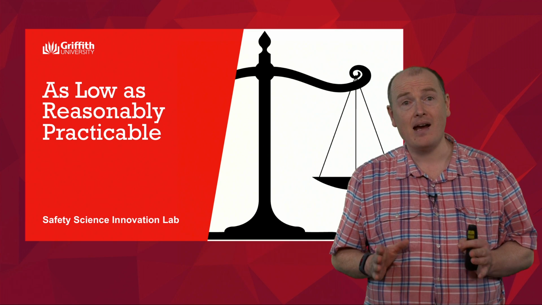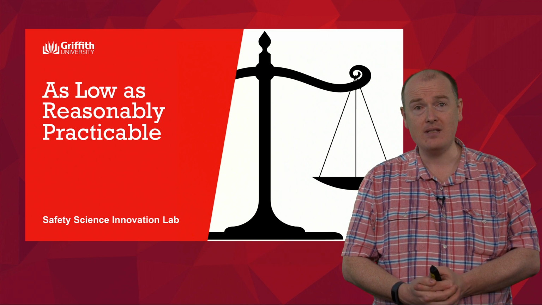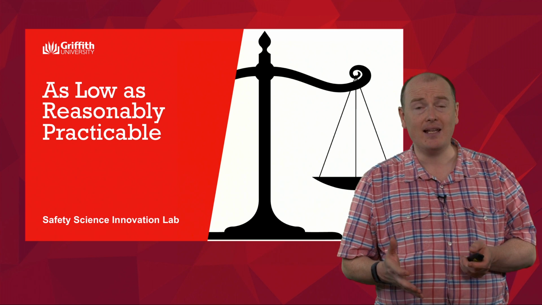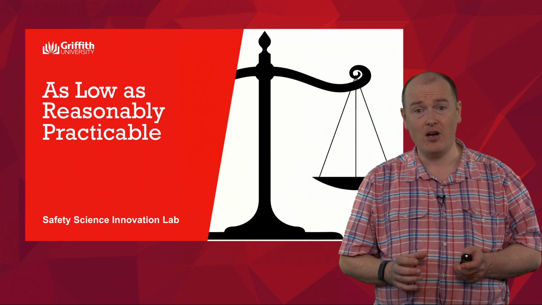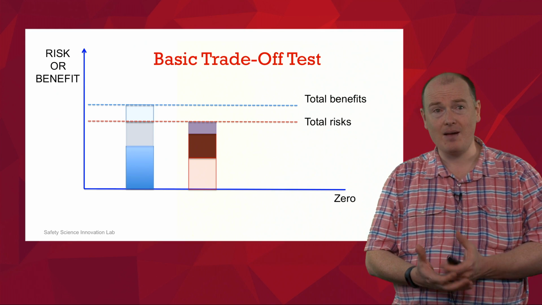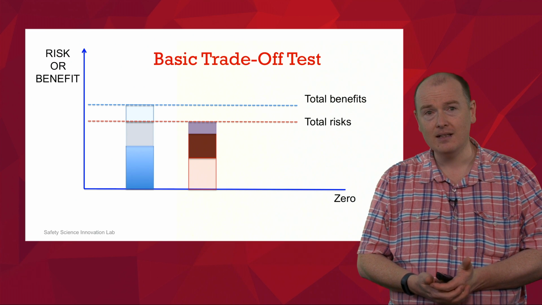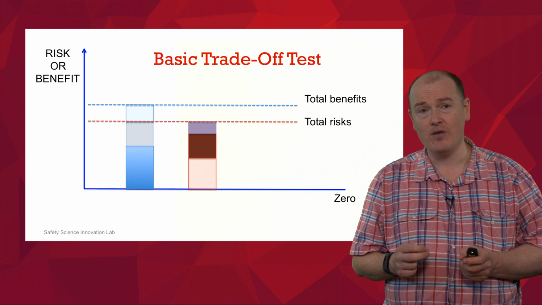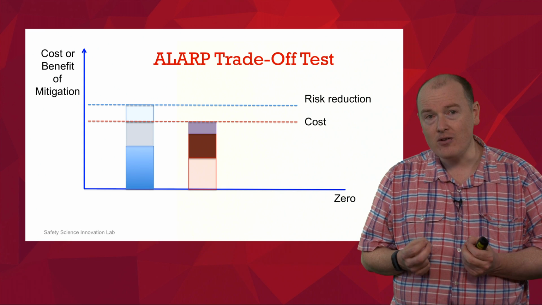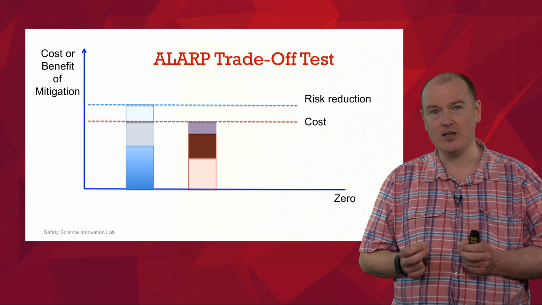As low as reasonably practicable, or ALARP, has historically been one of the more confusing and controversial tests for risk acceptability. To explain ALARP, let's start where we were in the previous video, with the basic trade-off test. A basic trade-off says that a risk is acceptable if the total benefits exceed the total risks. ALARP is also a type of trade-off. In ALARP, we ask: is the amount of risk reduction greater than the cost of that risk reduction?